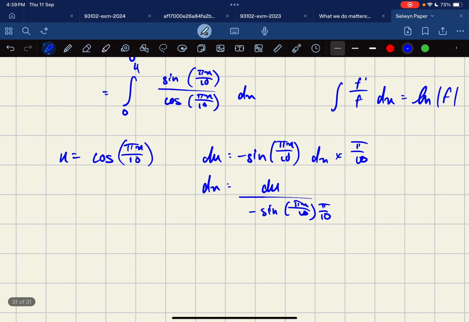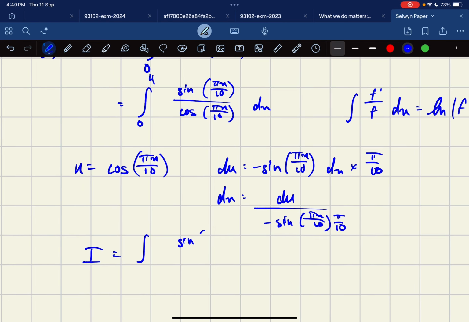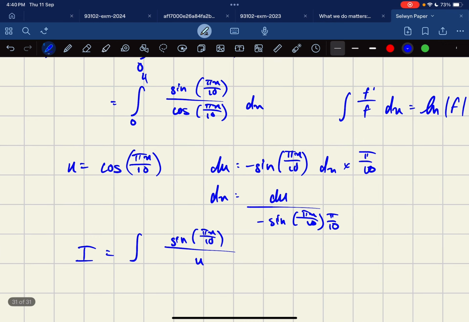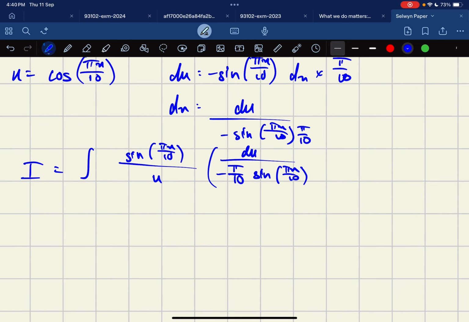So then you can bring this to the integral. So the integral is equal to the integral from 0 to 4. And you technically should be changing the limits of integration here, but they're kind of irrelevant for now. So this is sine of pi x over 10 over cosine, which is then substituted with u, and then dx has been substituted by du over negative pi over 10 sine of pi x over 10. So then the sines cancel each other out.